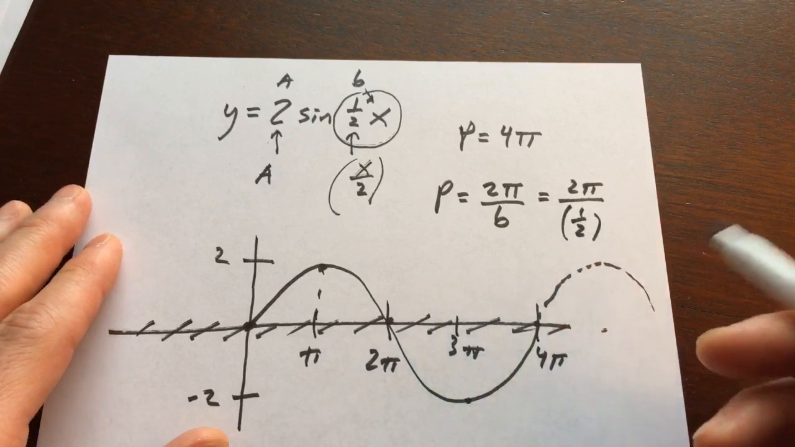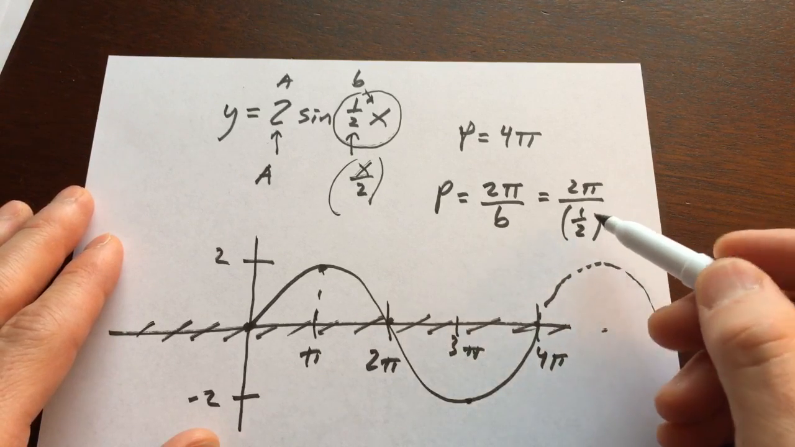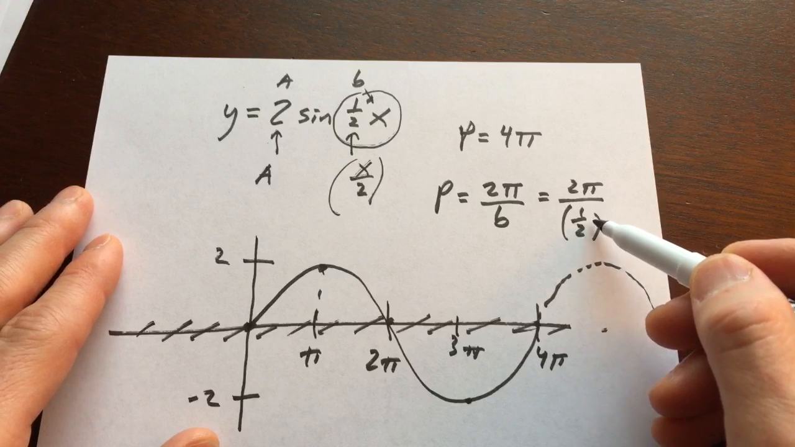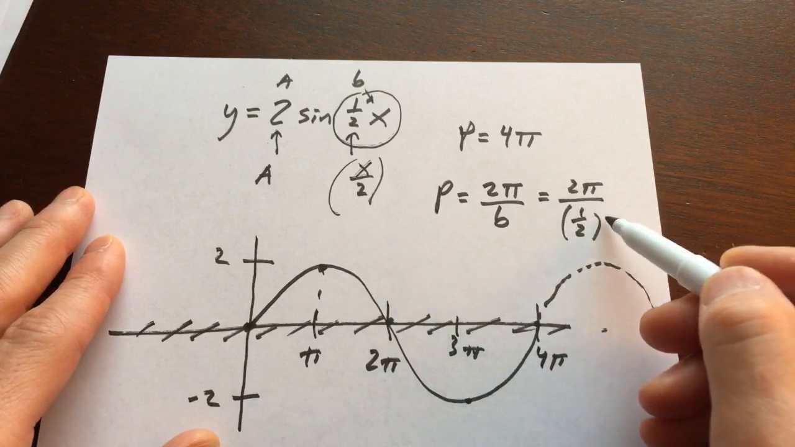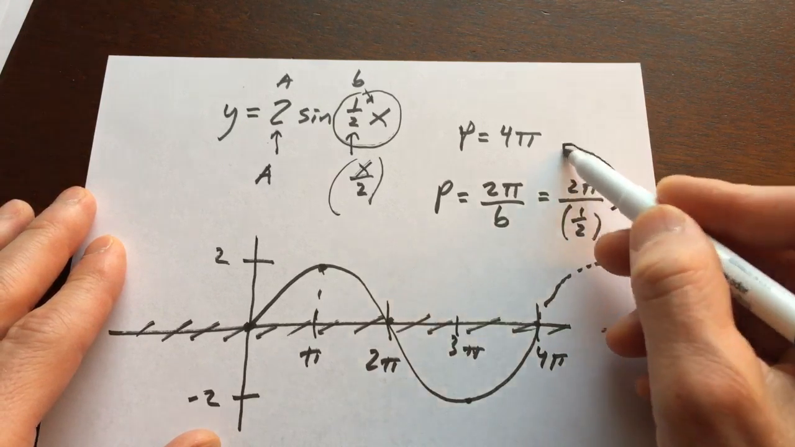Okay, Bobby's asking when do the graphs shift. Yeah, we'll talk about that just after this. So when you divide by half, it's like multiplying by the reciprocal. It's like multiplying by 2, and that's how we got the period of 4 pi.